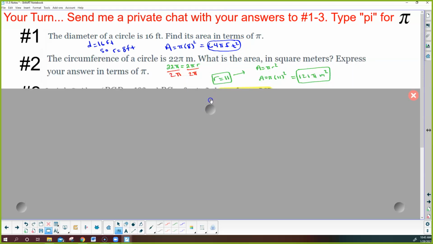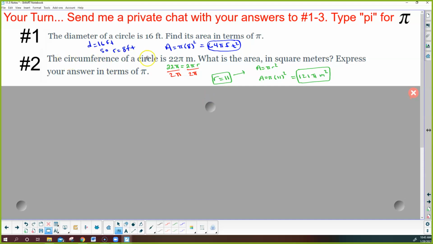Okay. Number 2, they give us the circumference is 22 pi. So I'm going to take 22 pi, equal it to 2 pi r, because that's the equation for circumference. I'll divide by 2 pi, and I get 11. 11 is my radius. Now I'm going to use that radius to find the area. So 11 squared is 121 pi, and they want our answer in terms of pi. So I get 121 pi meters squared.